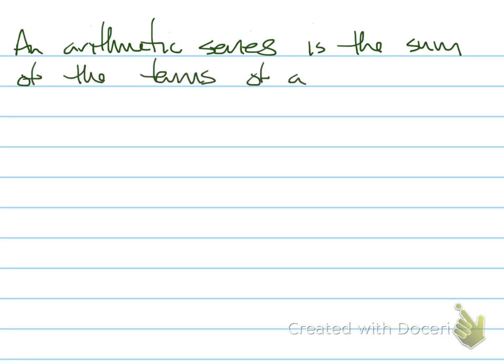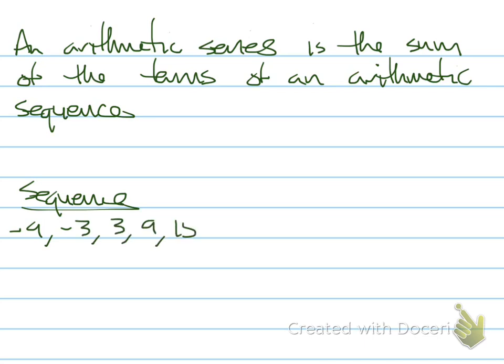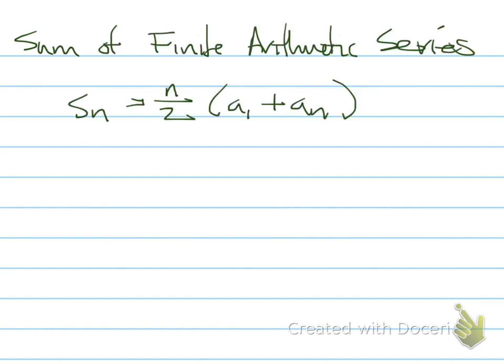All right, an arithmetic series is the sum of all the terms in a sequence. So we have the following sequence. To find out what the series is, we just add up all the terms in that sequence. The sum of a finite arithmetic series, we use the following formula. You're going to add the first term in the sequence plus the last term in the sequence, and then multiply that quantity by half the number of terms in the sequence.